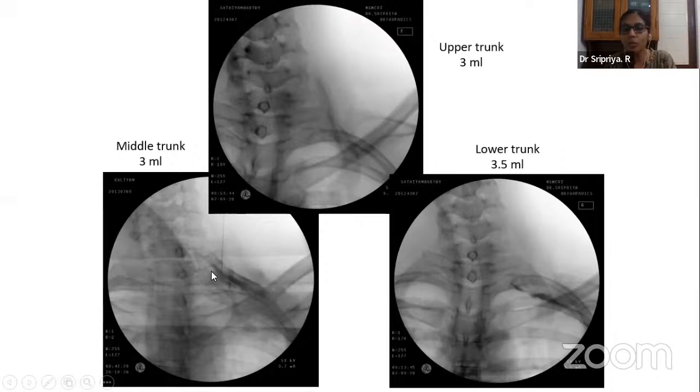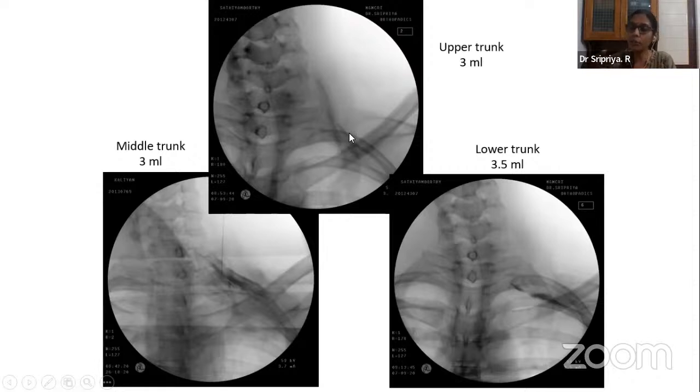And this is 3 ml of dye in the middle trunk. You can see how well contained it is. It has not gone to the upper trunk. What I want to emphasize is, if it is so well contained, then obviously the involvement of the phrenic nerve will be less.